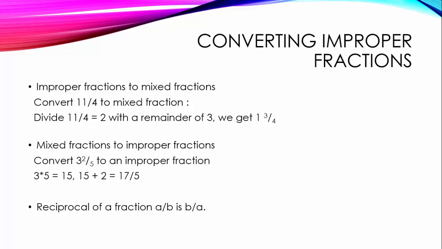The reciprocal of a number x, denoted by 1/x or x to the power minus 1, is a number which when multiplied by x yields 1. The reciprocal of a fraction a/b is b/a. To get the reciprocal of a number, divide 1 by the number. For example, the reciprocal of 3 is 1/3. The reciprocal of 5/6 is 6/5. The reciprocal of a fraction a/b is b/a.